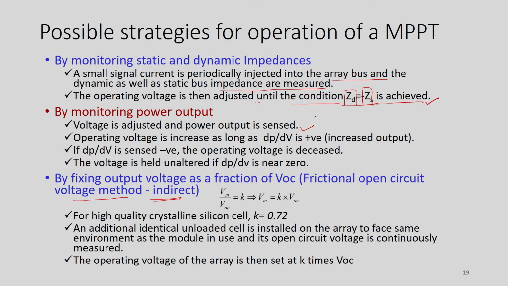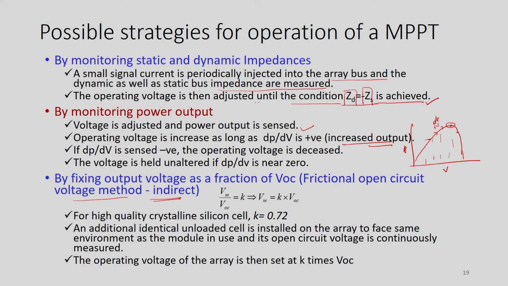And in the second case, voltage is adjusted and power output is sensed. So, we need to sense the voltage, as you can see in this kind of configuration, and this power output can be sensed. The operating voltage is increased as long as dP/dV is positive, obvious. So, this is a positive gradient, dP/dV is positive here, and this will be 0 and this will be negative. That means power is increased when dP/dV is positive, and if dP/dV is negative, then the operating voltage will decrease. The voltage is held unaltered if dP/dV is near 0.